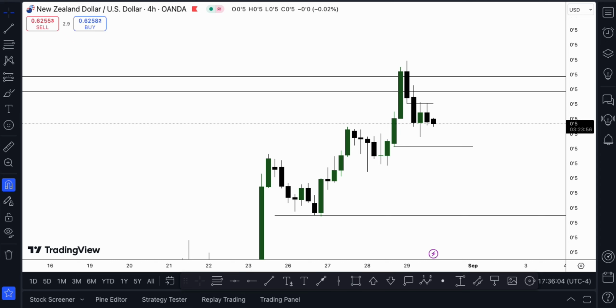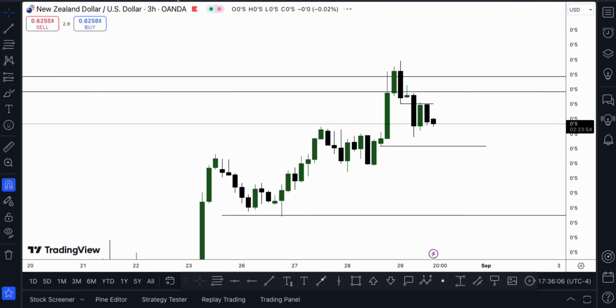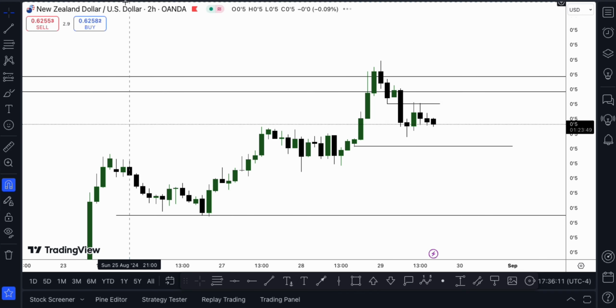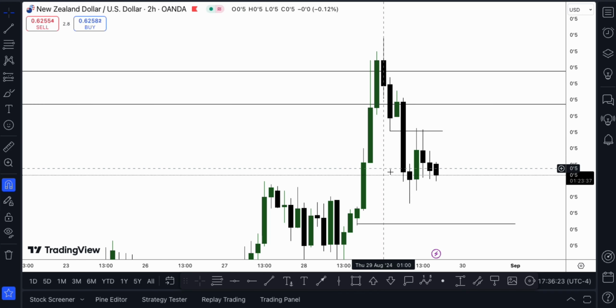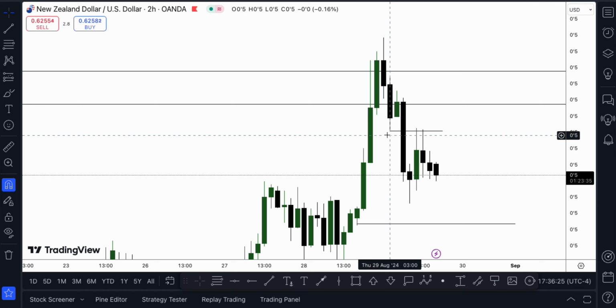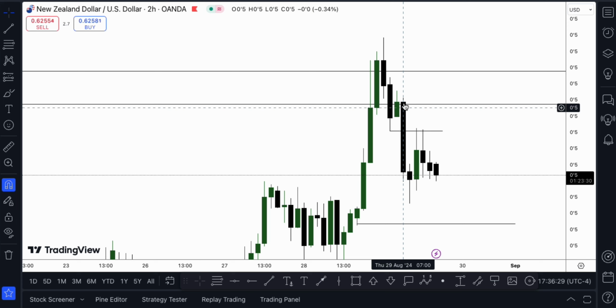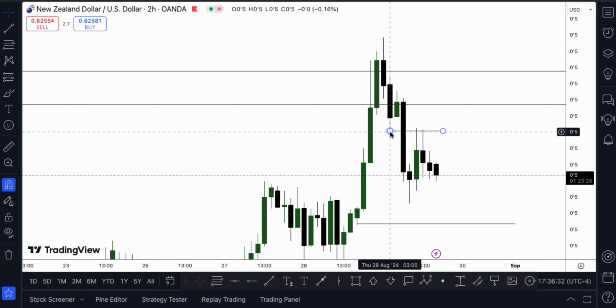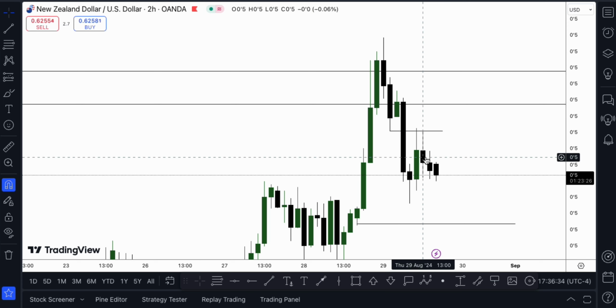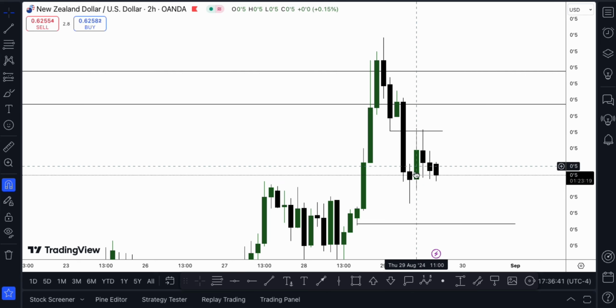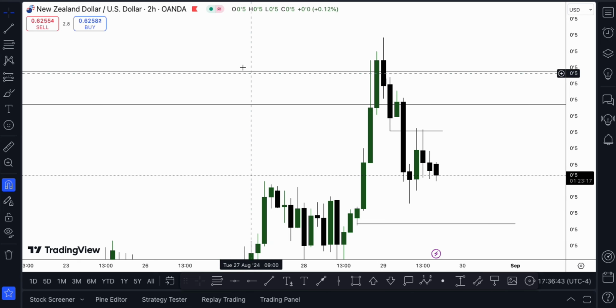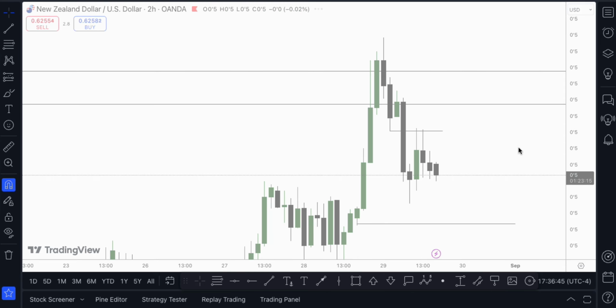on a smaller time frame, because I've already missed an entry here. So let me just show you in 2 hours. I've already missed an entry here, this fair value gap, and then you can see this structure here, which is a mitigation structure. So I've already missed this opportunity to enter here. I'm just going to wait for price to push down a little bit and give me more information.